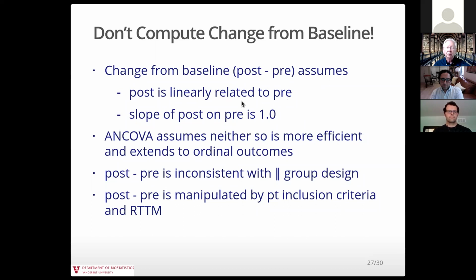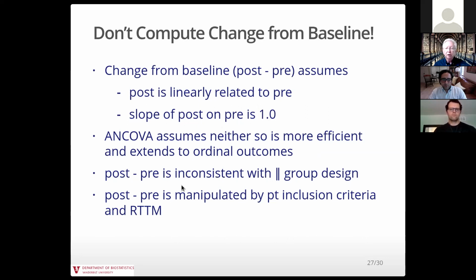The post has to be linearly related to the pre. So if you're using, like, post-treatment ejection fraction versus pre-treatment, the slope of the post and the pre has to be 1. So if one of these things is not true, it is not correct to calculate the change from baseline, much less use it in a statistical test. The analysis of covariance doesn't assume either of these. If your baseline is totally irrelevant, you'll get an estimated slope close to 0 in analysis of covariance, and it will properly ignore the baseline. Analysis of covariance can allow for nonlinear effects.